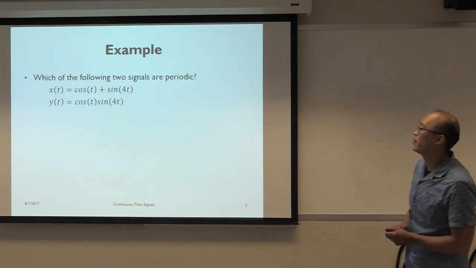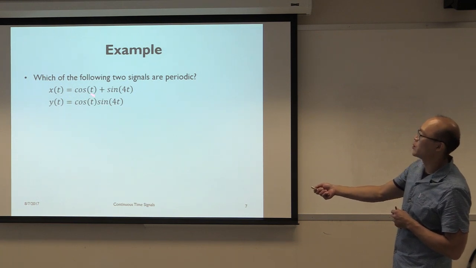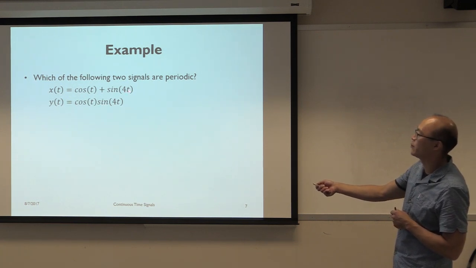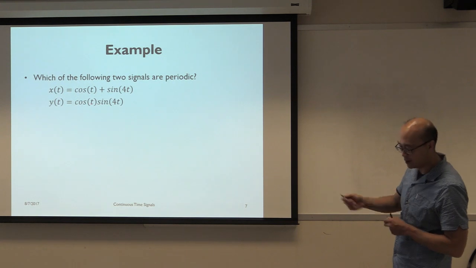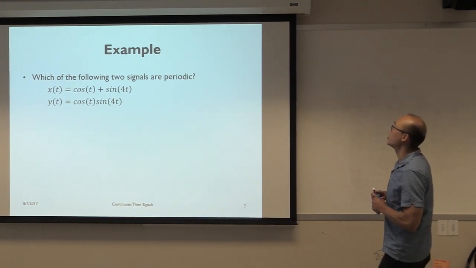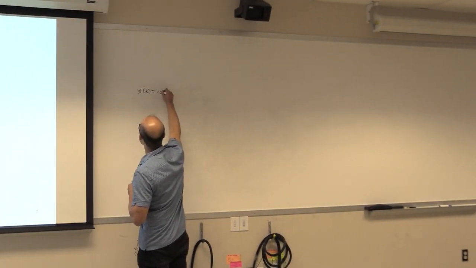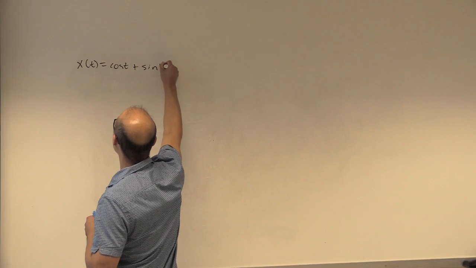Let's take a look at a couple of other examples. Which of the following two signals are periodic? x of t is cosine of t plus sine 4t, and y of t is cosine of t times sine 4t. Let's take a look at the first function. We have x of t is equal to cosine of t plus sine 4t.